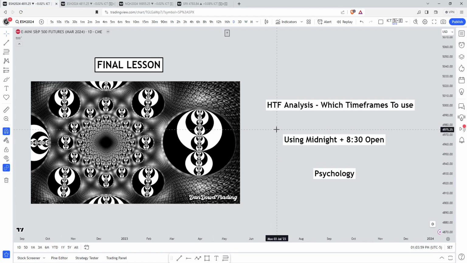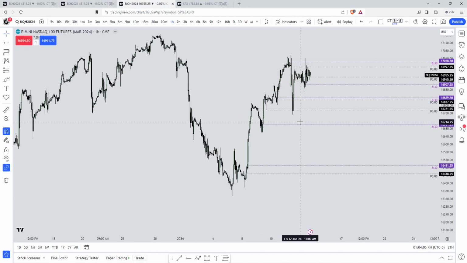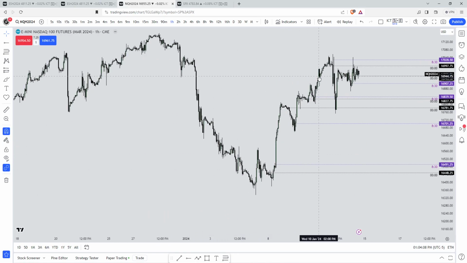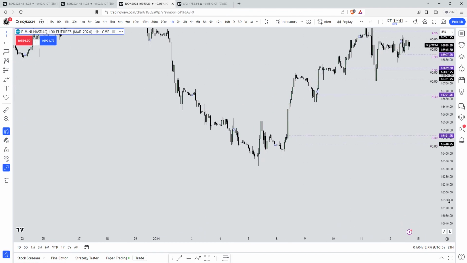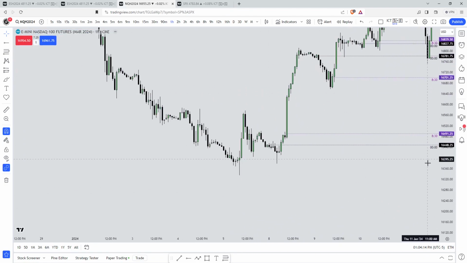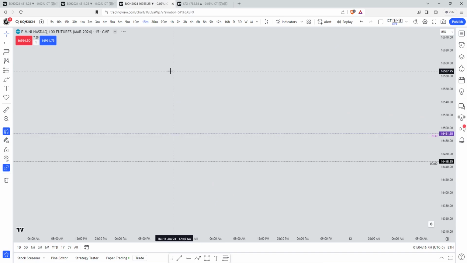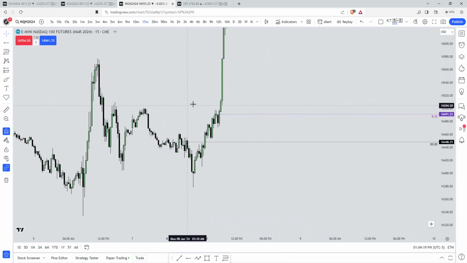Once we already know where price is going, this is when I refer back to midnight and 8:30 open. Again, I don't use this a ton, but when I do remember to put it on the chart, or when I'm anticipating price to be in an expansion market, I will refer back to these levels. So we talked about the draw on liquidity being higher here. When the draw on liquidity is higher, you can mark out 8:30.